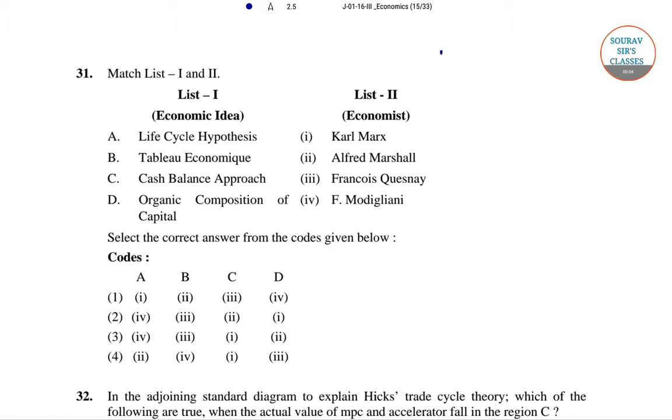So in today's video we'll go with UGC NET 2016 July paper. We are solving paper number 3. In today's video we'll first start with question number 31. In question number 31, we have to match two lists. First it starts with life cycle hypothesis.